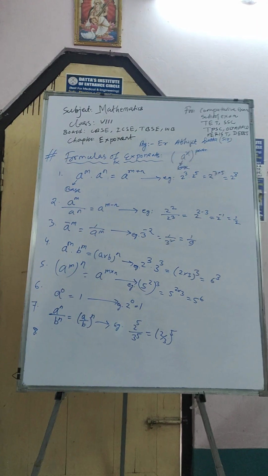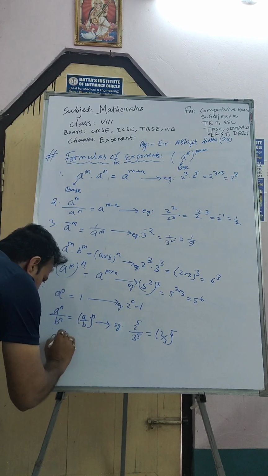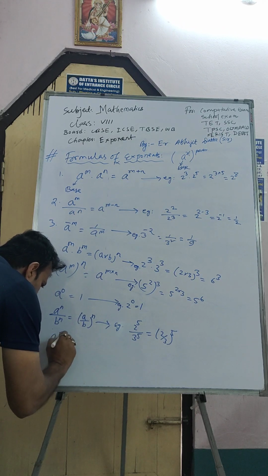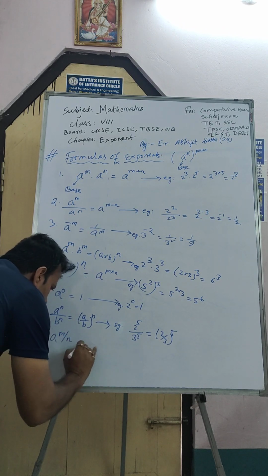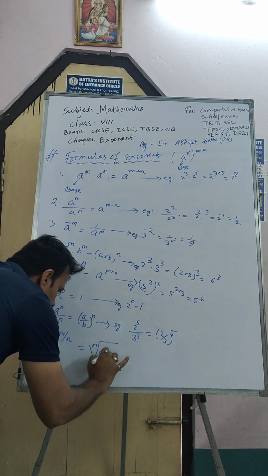And now the eighth formula, the last one: a to the power m by n, you can write as the nth root of a to the power m.